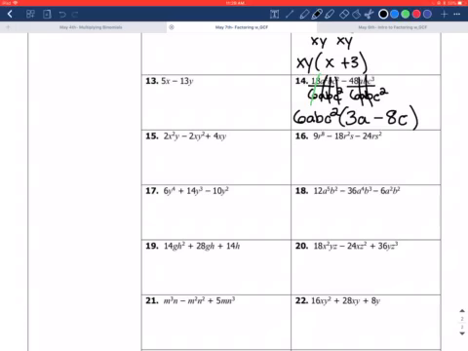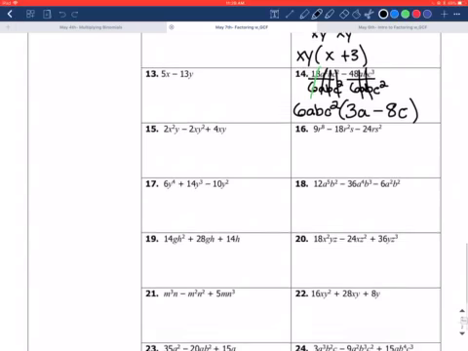Now you can always look back to the inside and see if there's anything else that we can take out. And here, there's not. 3 and 8 can't be simplified. There's not an a in both of them. There's not a c in both of them. So that is our final answer. And though it was a lot of steps, not too difficult math.